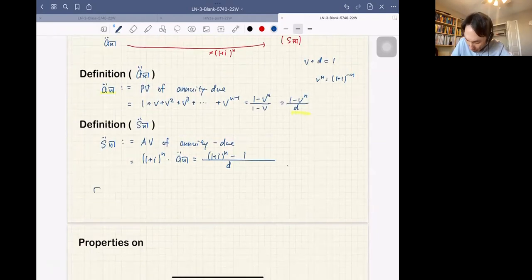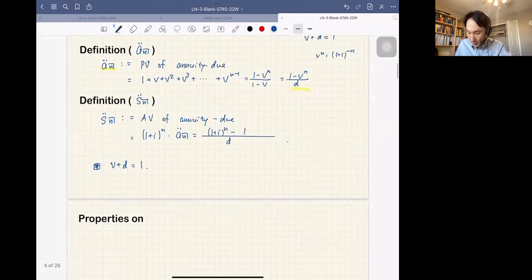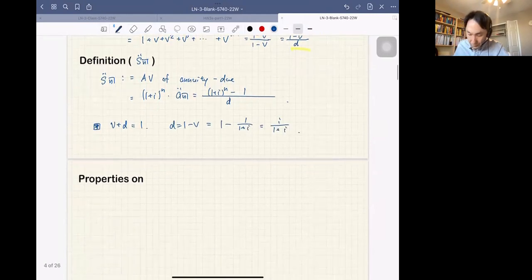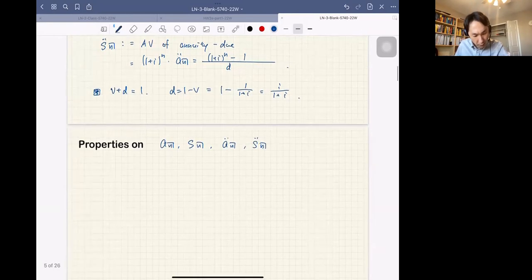Yeah, so maybe I mentioned that v plus d is equal to 1. Maybe d is equal to 1 minus v, and 1 minus 1 over 1 plus i, so i over 1 plus i. And properties, okay, so the relationship between a right angle n, s right angle n, a double dot right angle n, and s double dot right angle n is as follows.